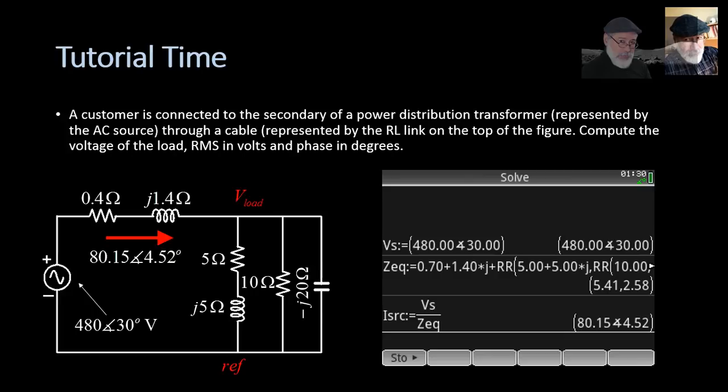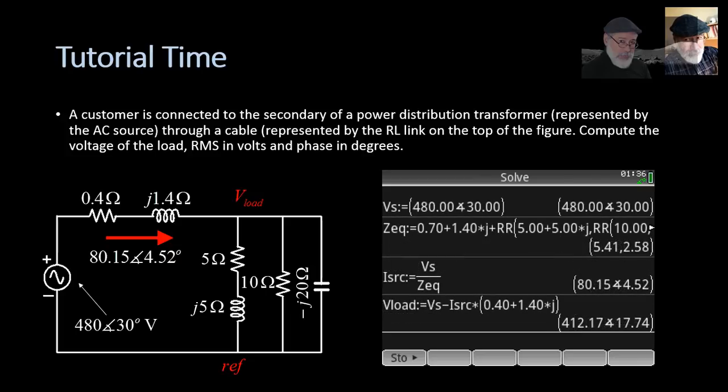Now they ask of us, compute the voltage of the load, RMS value, and phase. That voltage of the load, see the reference down there, would be the voltage of the source minus the drop in that RL branch. That voltage of the load would be Vs minus the value of the current multiplied by the impedance of the branch, 0.4 plus 1.4j. That voltage of the load is 412 volts with 17.7 degrees. That is RMS, of course.